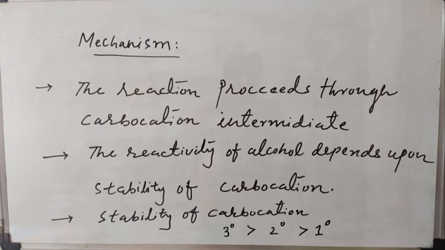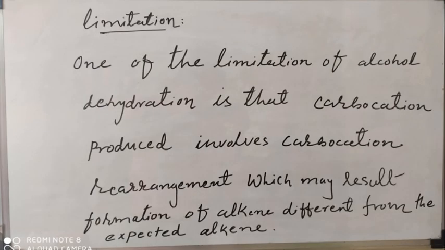Okay, so the reactivity of alcohol follows the same order. Tertiary carbocation is more reactive than secondary than primary, since the stability of carbocation controls the reactivity of the alcohol. So one of the limitations of this alcohol dehydration is that it produces a carbocation, and it involves carbocation rearrangement. And the carbocation rearrangement results in a different alkene than the expected alkene.